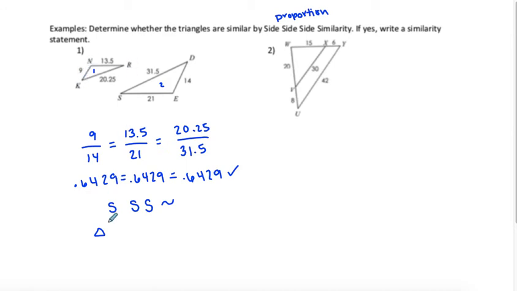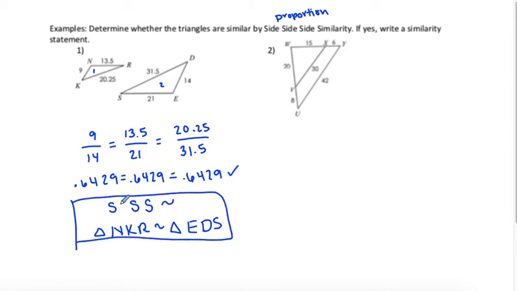Triangle, I'm going to name the first one NKR, is similar to triangle. Okay, oh boy, now we don't have the angle markings. E is in between the small and the medium. So small and medium is E. K is between the small and the big, so that's D, and then S. So how are those triangles similar? Side, side, side similarity to get our similarity statement.